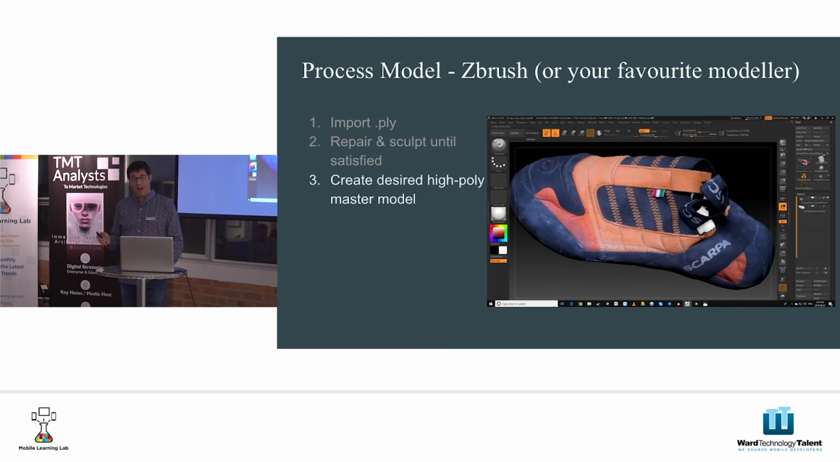Now that we have our high poly master model, you'll notice here it still has some colors that are missing, because those were parts of the model that I didn't get photos of, and it's within the shadow of the shoe anyways. Oh, by the way, this is a climbing shoe. This is one of Sean McCall's amazing shoes. And this is our master model.